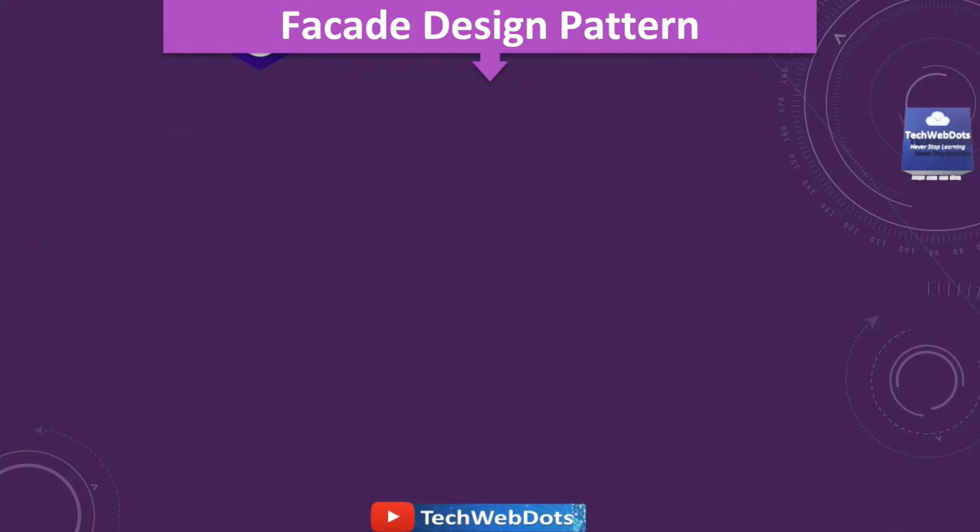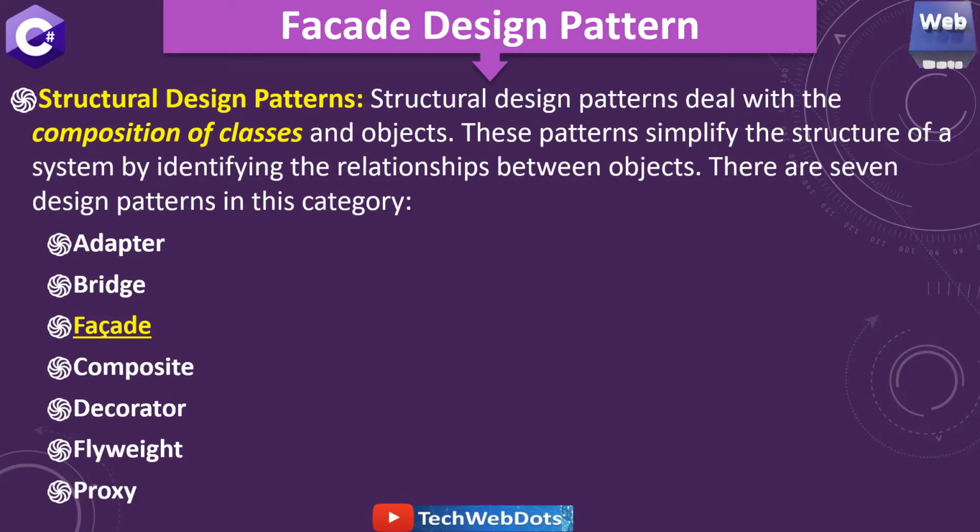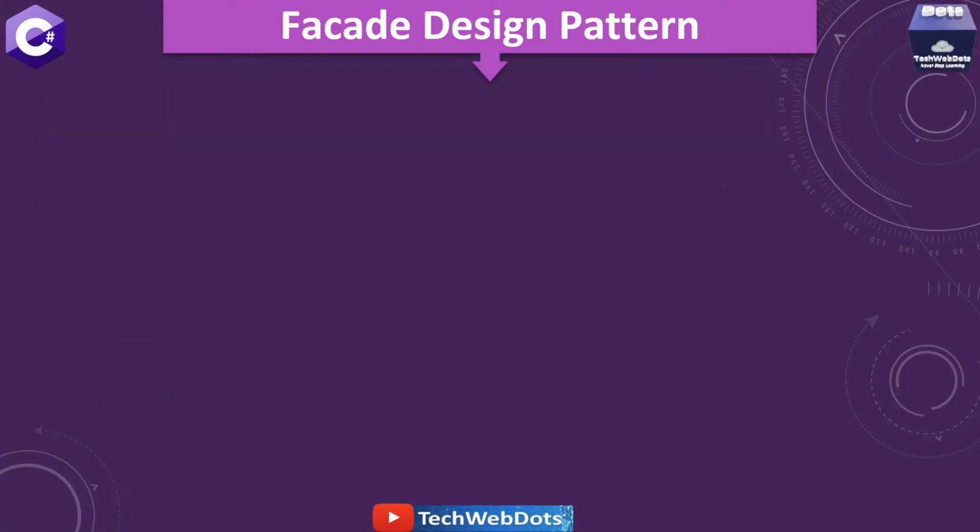So let's move ahead. Facade Design Pattern is a structural design pattern which deals with the composition of classes and objects, and these patterns simplify the structure of a system by identifying the relationship between objects. There are total 7 design patterns in this category, and adapter and bridge I have already covered, and the link is given in the description of this video. So in this video we are completely focusing on Facade Design Pattern. So let's first go by definition.